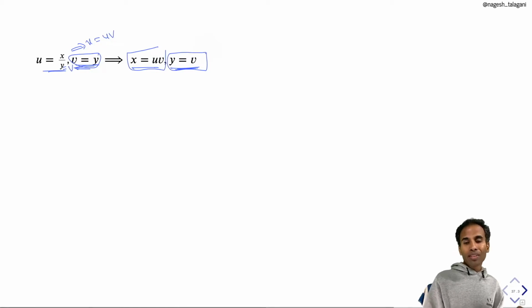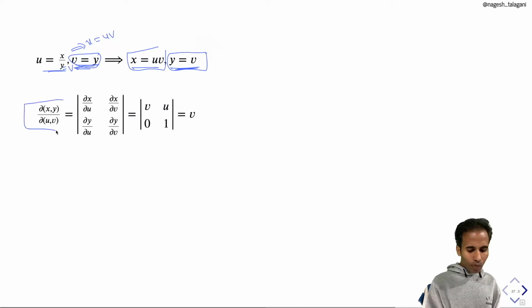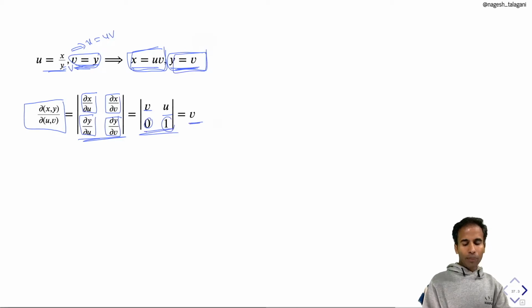Okay. Now let us compute the Jacobian for this transformation. The Jacobian of this transformation is denoted by dou of xy by dou of uv, which is the determinant of this 2 by 2 matrix. Dou x by dou u is going to be v, dou x by dou v is going to be u, that you can see from this. Dou y by dou u is going to be 0, dou y by dou v is going to be 1, that you can see from this. Okay, the determinant of this 2 by 2 matrix will be v. The Jacobian of this transformation is v.